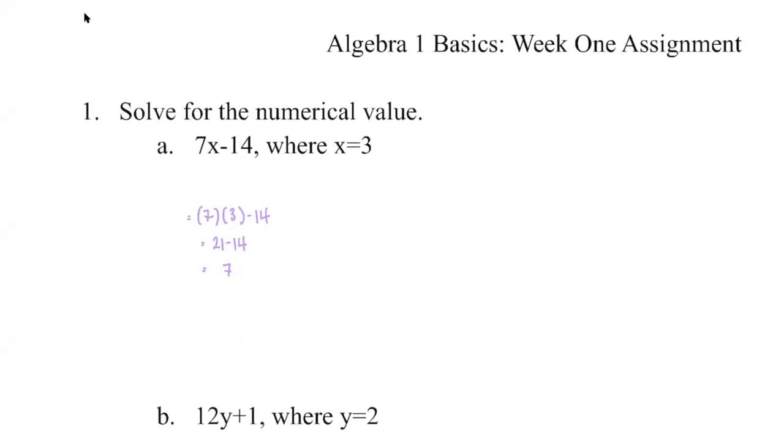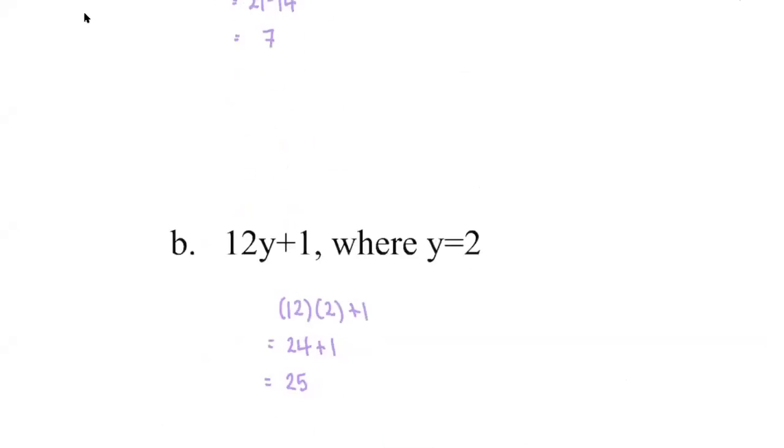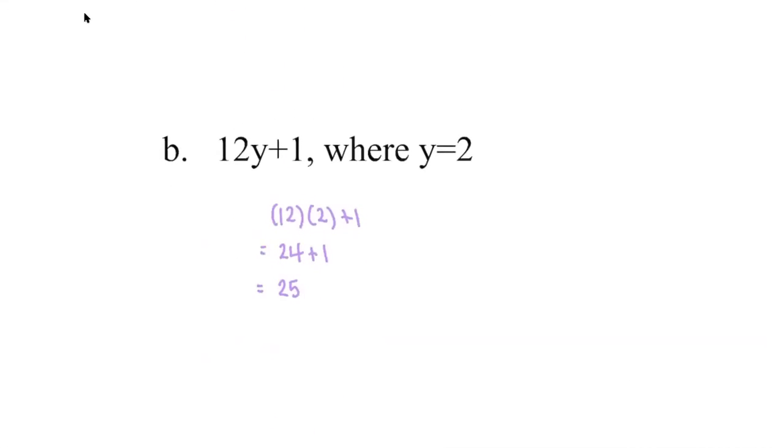Okay, so here we have solving for the numerical value. You guys had a couple of these. So basically just plug in the x value for your x. 7 times 3 minus 14. You get 21 minus 14, which is 7. Okay. Here you were given that y equals 2. So you multiply 12 times 2. Then you add the 1. 12 times 2 is 24. 24 plus 1 is 25.